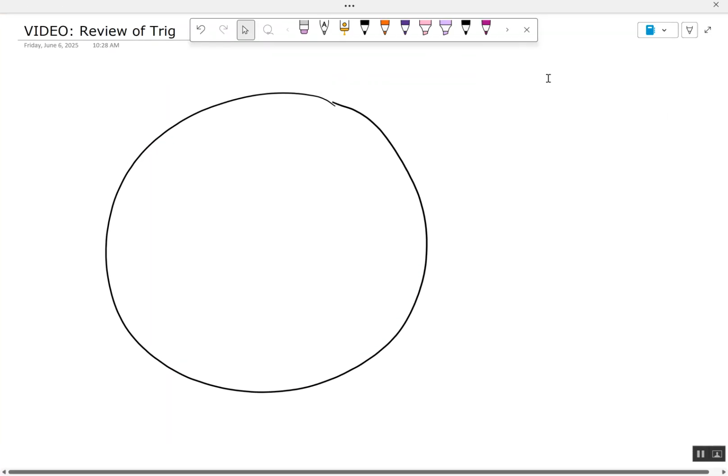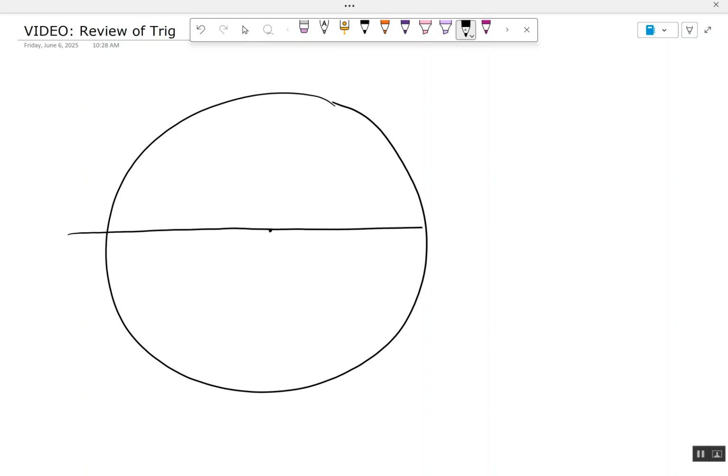Okay, we're going to do a very brief review of trigonometry. So we have a circle here. Here is its center. We are going to cut the circle in half twice. So this guy right here, we call the horizontal diameter. And this one is the vertical diameter.